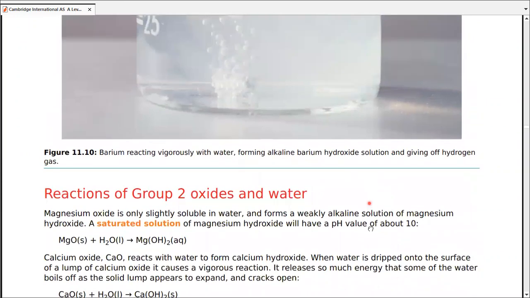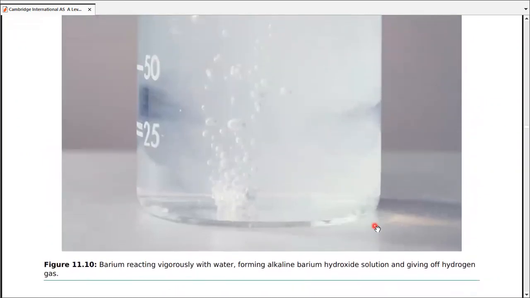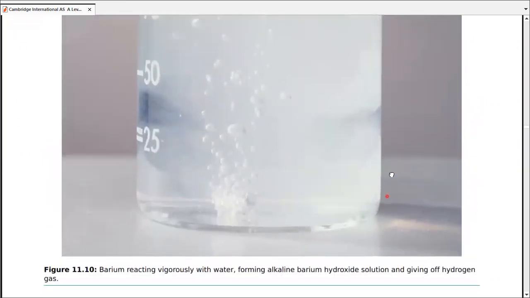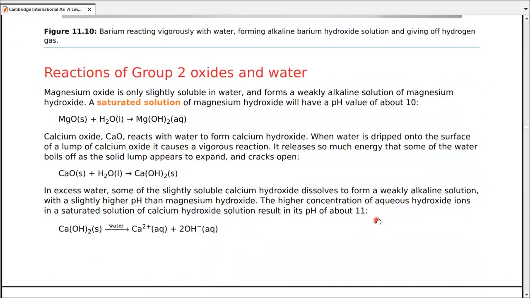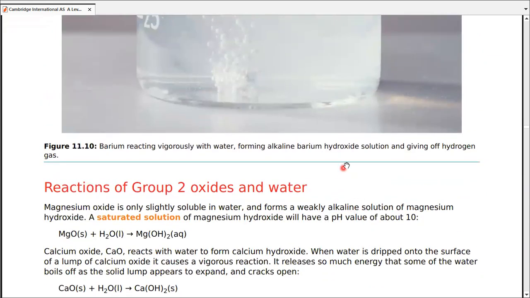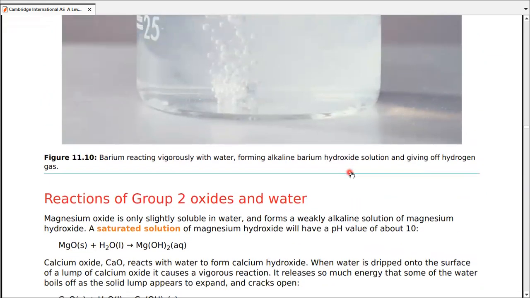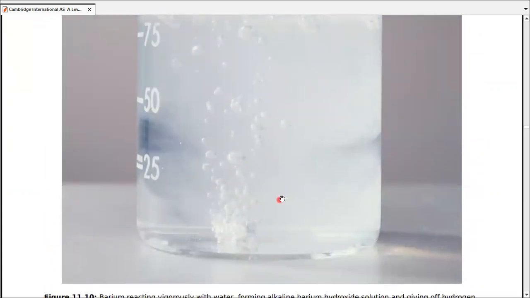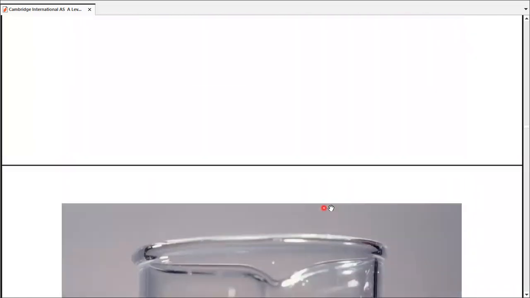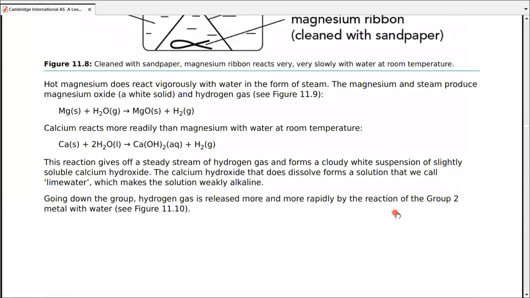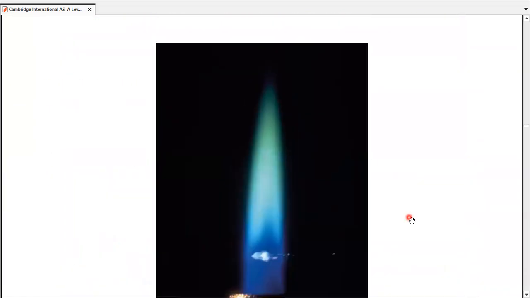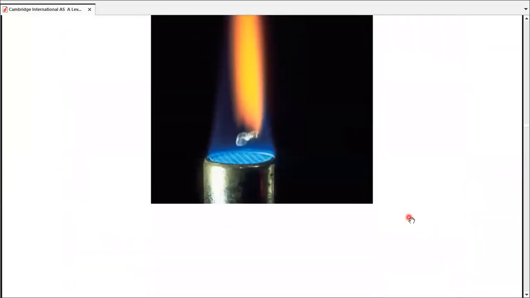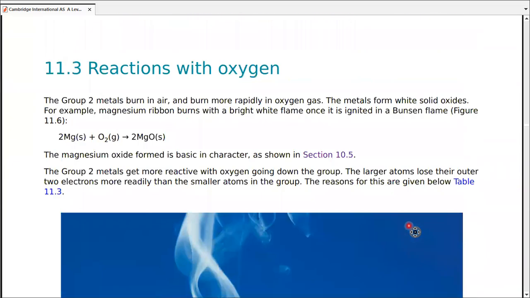So barium reacting vigorously with water, forming alkaline barium hydroxide solution and giving off hydrogen gas. Okay, so reactions of group 2 oxides. But before I go with this, take a look at this diagram and where the bubbles are originating from. Now, I'm going to take you back to a point where they have discussed some information.